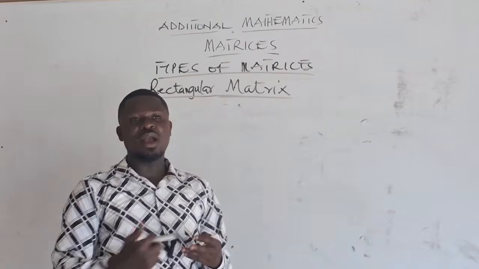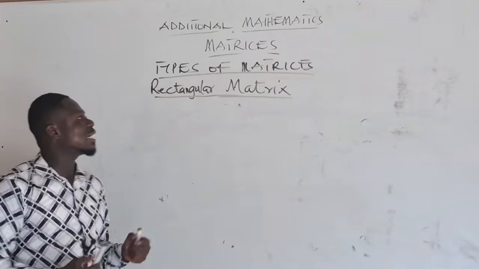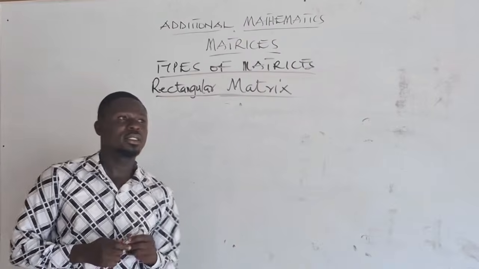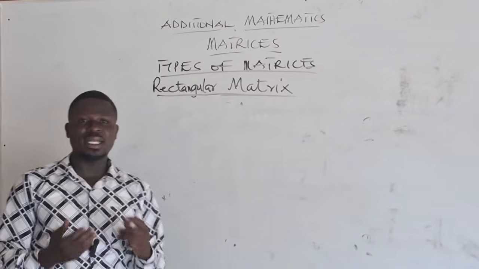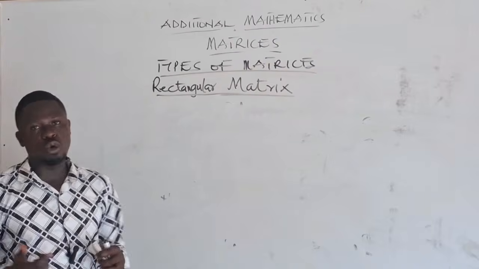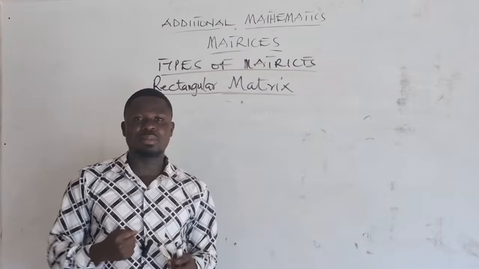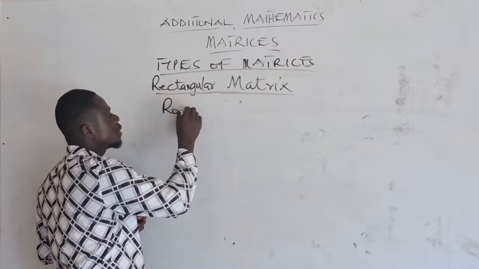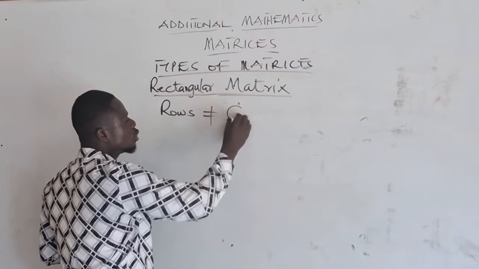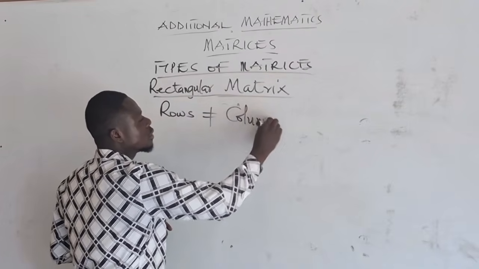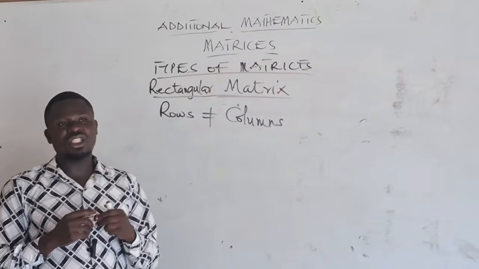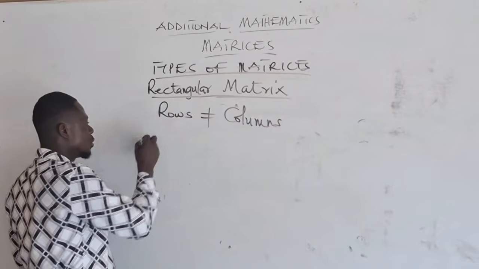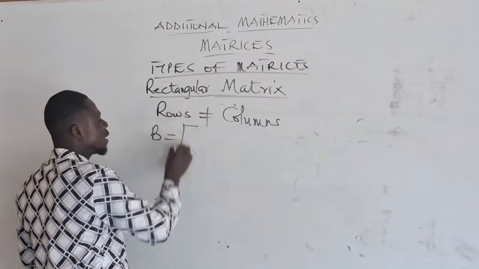The second type that we are going to look at is a rectangular matrix. When we say a rectangular matrix, what does it mean? A matrix is said to be rectangular if the number of rows is not the same as the number of columns. So we say that rows are not equal to columns. So it means the dimensions will not be equal. Let's have this example, matrix B.